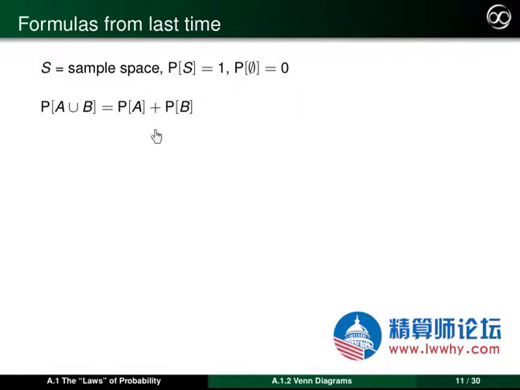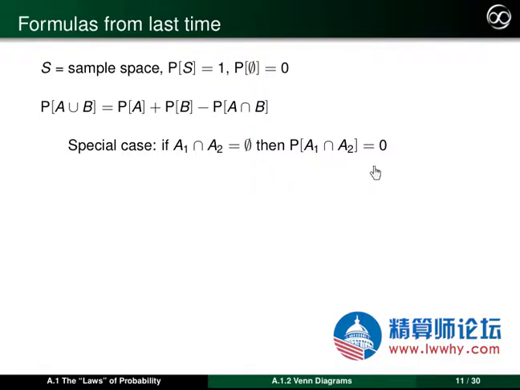And we said that the probability of A union B is the probability of A plus the probability of B minus a correction factor from double counting the intersection, so minus the probability of the intersection. Actually, before we looked at that, we looked at the special case in which A1 intersect A2 is the empty set. So the probability of A1 intersect A2 was 0, and we just said the probability of the union was the probability of one plus the probability of the other.